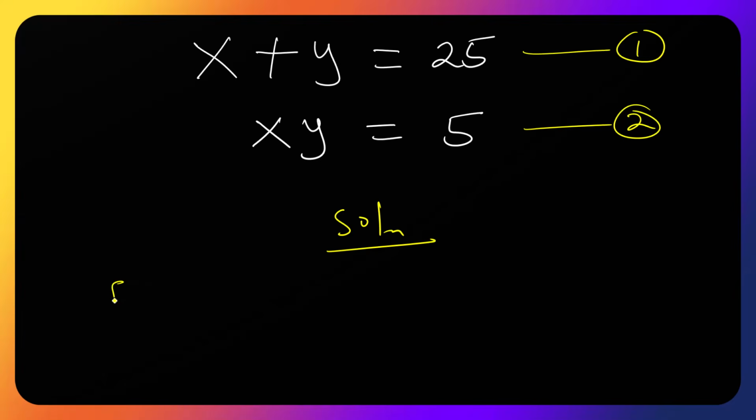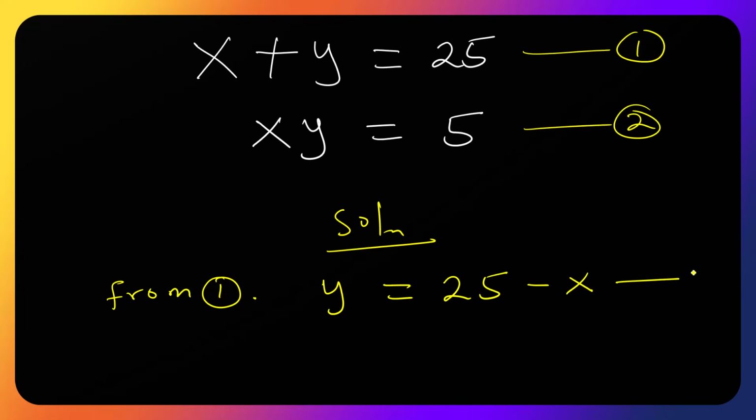So from 1, I want to make y the subject. So y is the same as 25 minus x. So that will be the third equation. Now let's put 3 in 2. So 3 in 2.